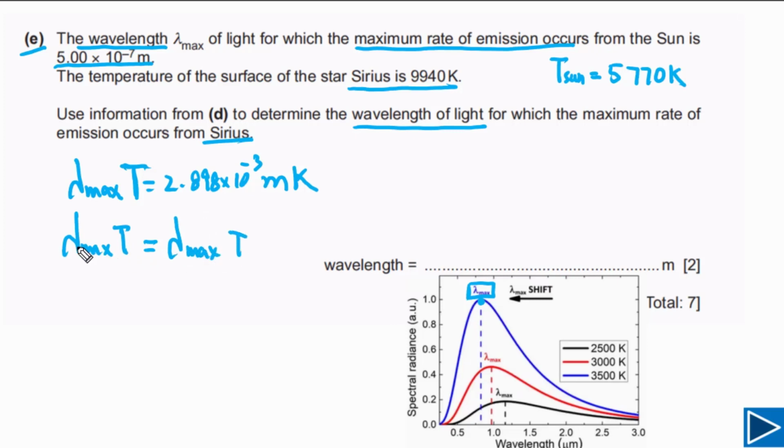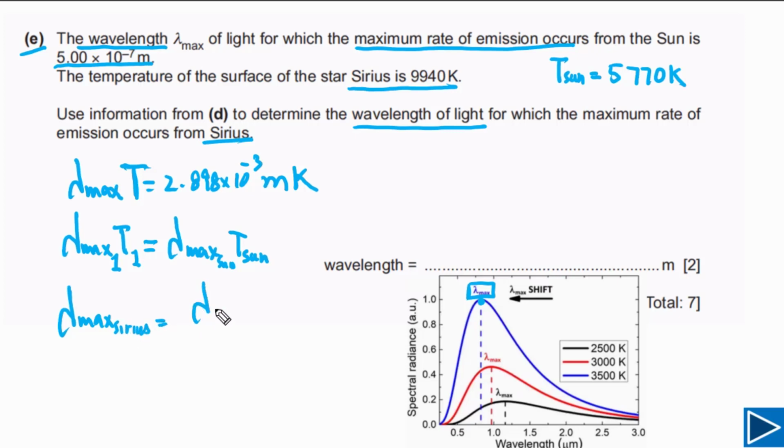It simply means that the product of lambda max and T is constant. So for the star I will use 1 here, and for the sun I will use S. So this is T_S, this is for the sun. I'm using 1 here for the star. We have to find out lambda max 1. So this is lambda max 1. This is for Sirius, so this is for the star.